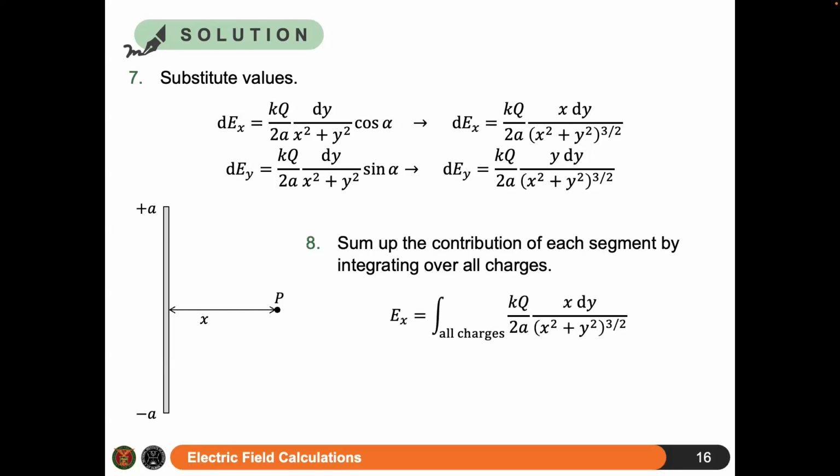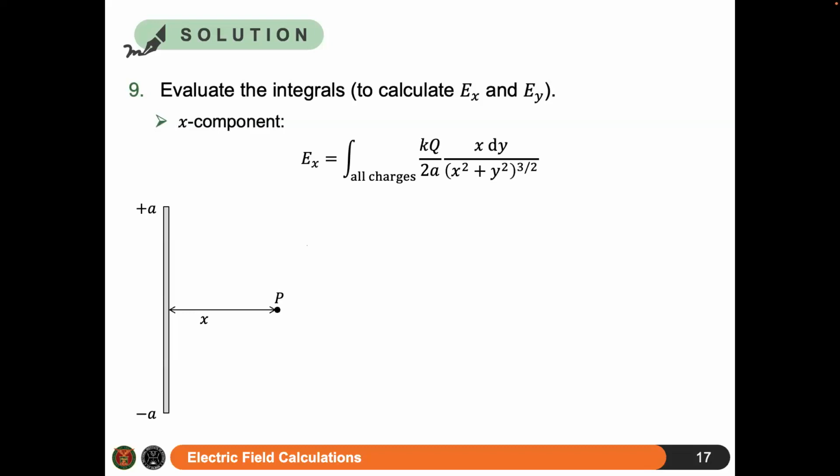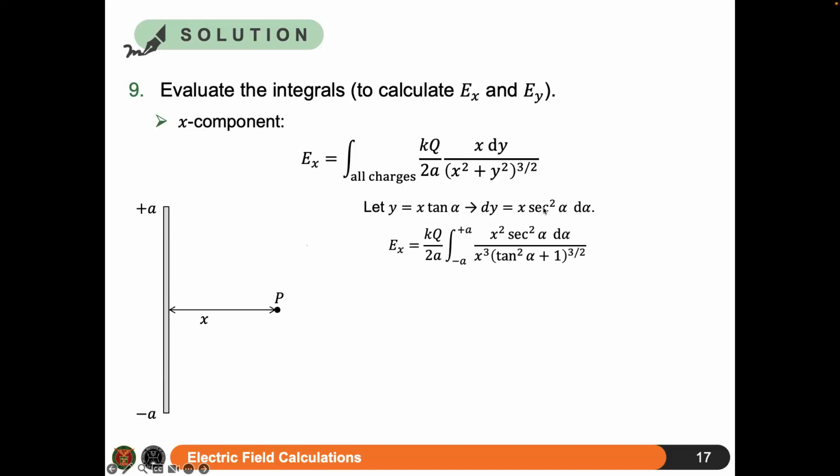And then now we integrate, for Ex and Ey. For the x component, we use trigonometric integrals. Let y equal x tangent alpha, so that dy is x secant squared alpha d alpha. So this is a new angle alpha. The derivative of dy is x times the derivative of tangent alpha, which is just secant squared alpha.